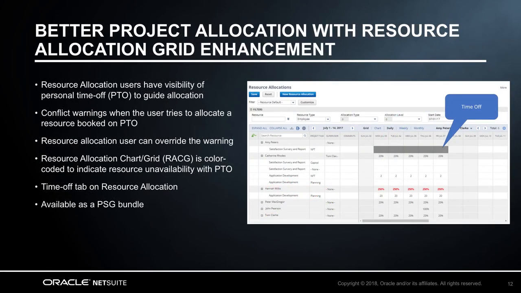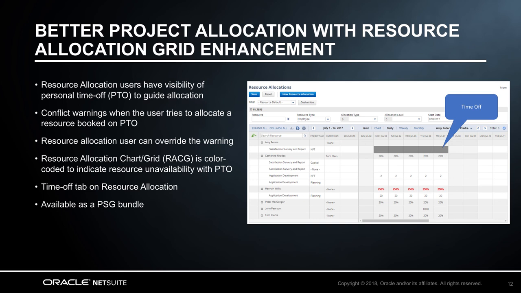Resource management requires a complete, holistic picture of resource availability for the user, project manager, or resource manager to be guided to make the correct allocation decisions. We've integrated time-off management in HCM with resource allocation to give the user that complete picture. In the resource allocation chart grid, color coding advises the user that a resource is unavailable due to time off.